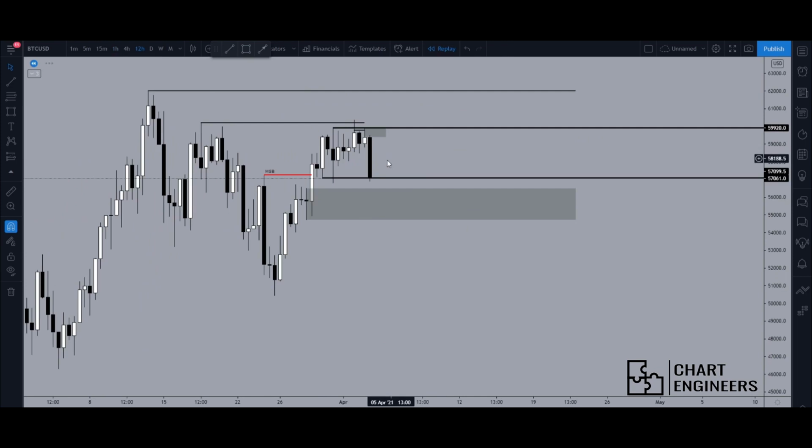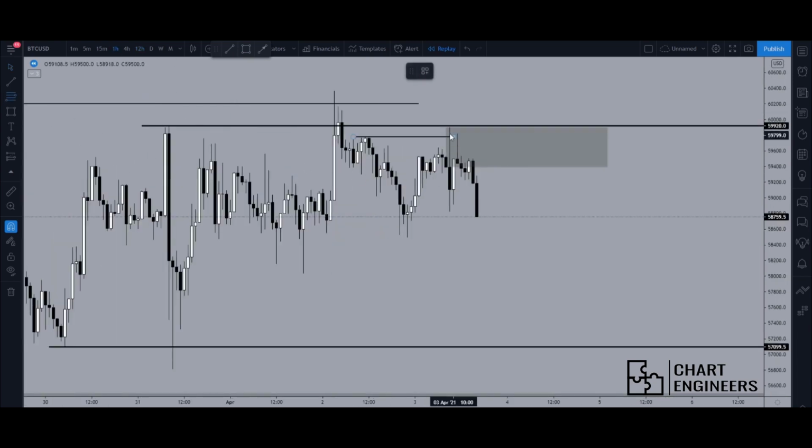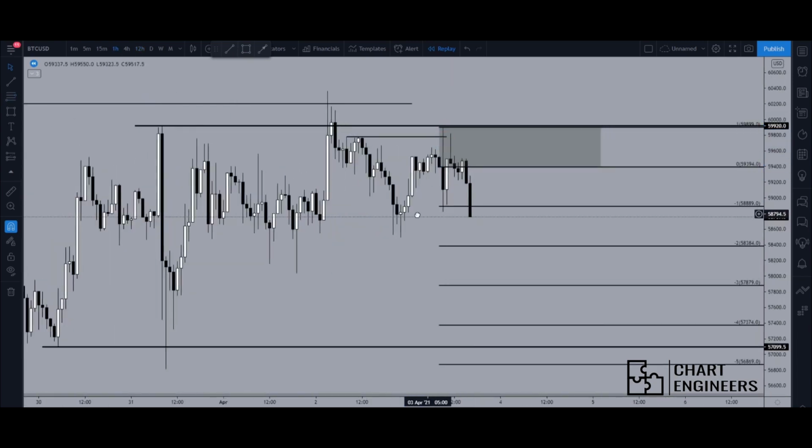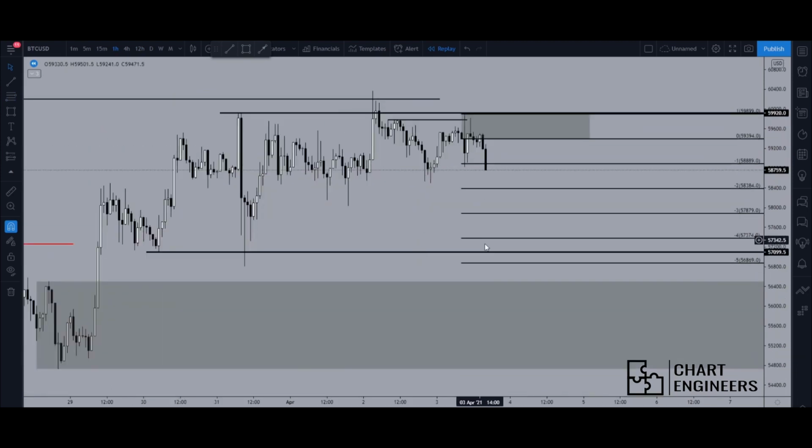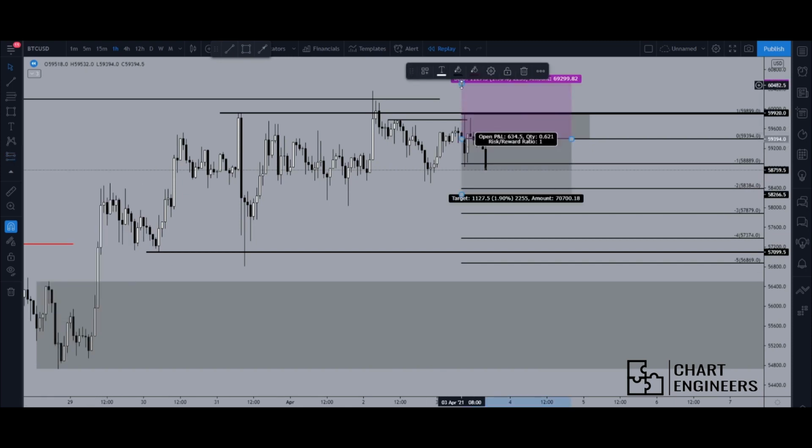So where would I be targeting? Well, to start anywhere bottom of this range, or that low, or this order block. So if I bring up the risk to reward tool, well, Fibonacci, but I change the values as I find it cleaner than using this here.